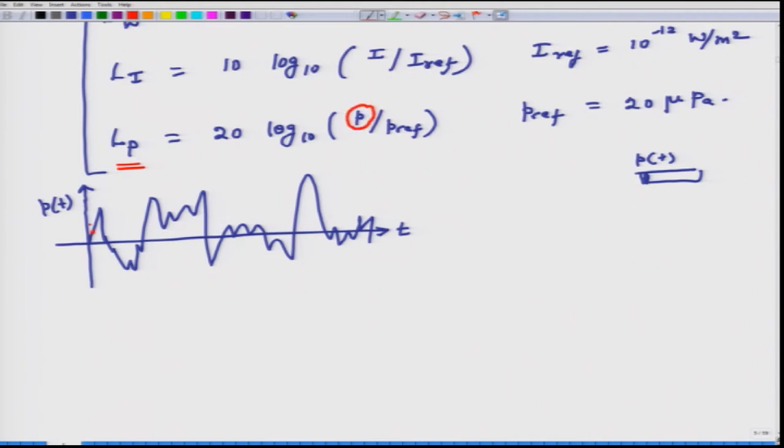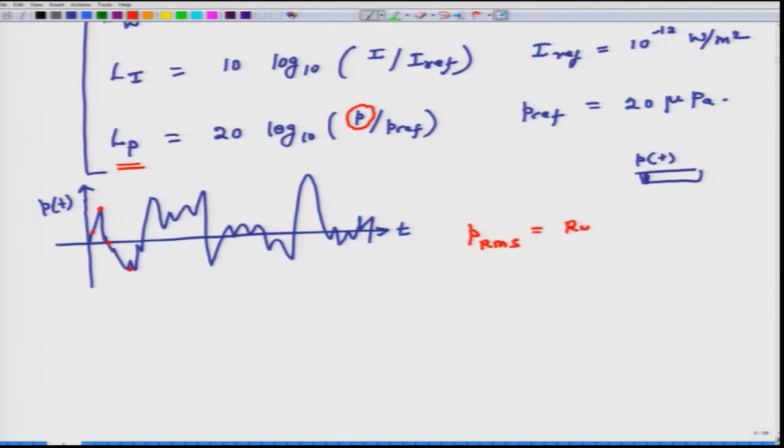Is this the value of P? Is this the value of P, or should I use it as 0? Which value of P should I use? That is the important question. So, when we use P in this relation, it is actually P RMS.